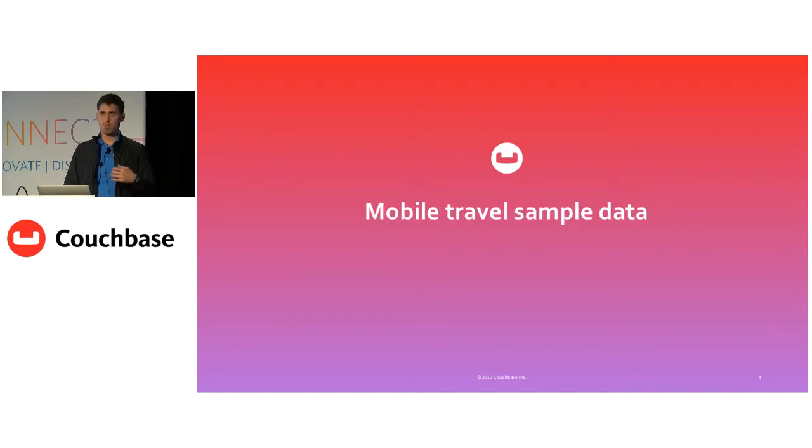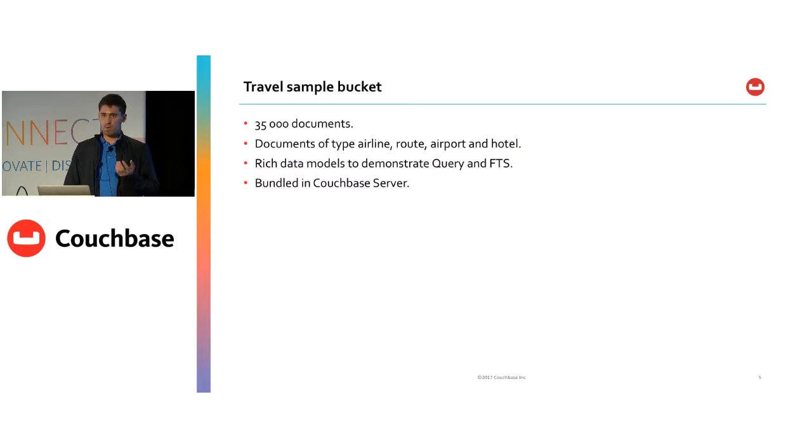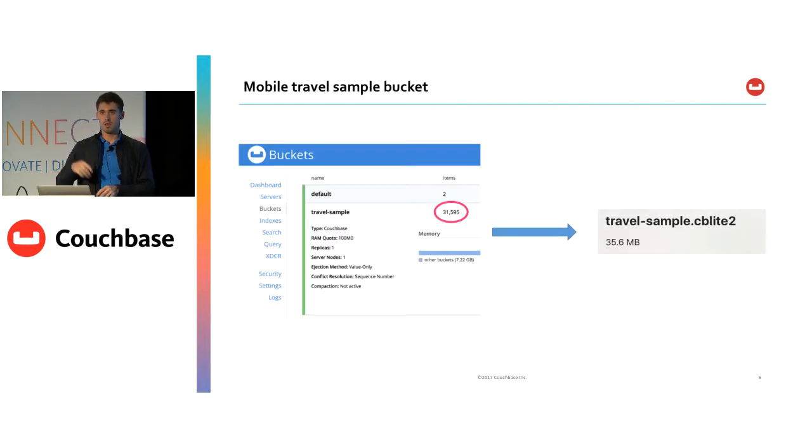So to have an equivalent travel sample data bucket on mobile, let's have a look at what it has. It's 35,000 documents of type airline, route, airport, hotel, and it's bundled in Couchbase Server. So when you start Couchbase Server, the data is already there. You can click travel sample, and it will just be moved into a new bucket for you. But on mobile, that's what we want to do. We want to take those 30,000 documents, move them into a cblite2 file, and that's something you might want to do for any application that has pre-built data when you download the app from the App Store, so the user doesn't have to use their bandwidth to replicate all of the documents.